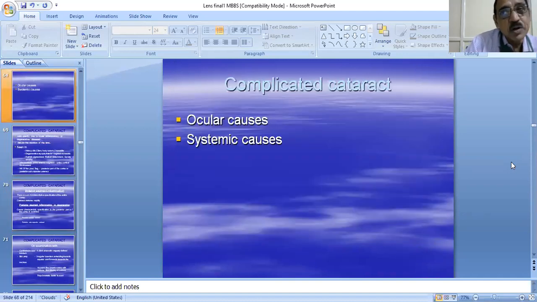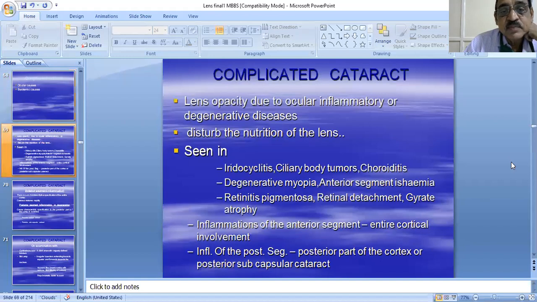Next we go on to complicated cataract. A complicated cataract is a cataract which forms because of intraocular inflammation or due to some other systemic diseases. There are two causes for complicated cataract: one is ocular causes and another one is systemic causes.